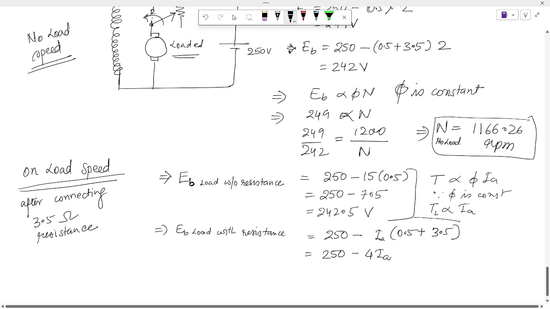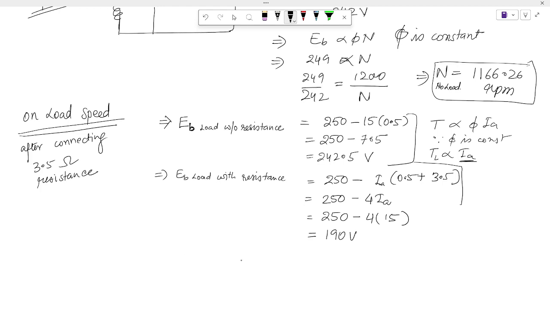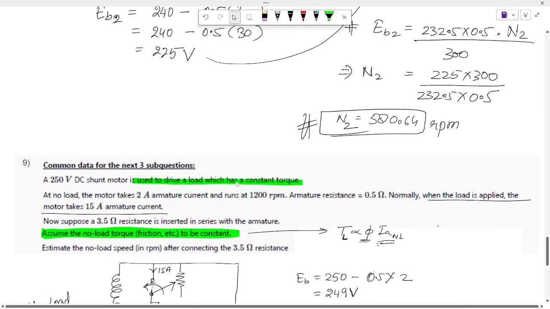Yes, sir. If the load torque is constant under loaded condition, phi is constant, so that means the current will not change. Can I write Ia as 15 only? So 250 minus 4 into 15, that is 60, gives 190. So what is EB? We need to find the speed here first.